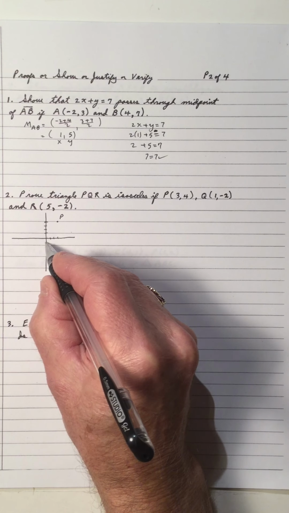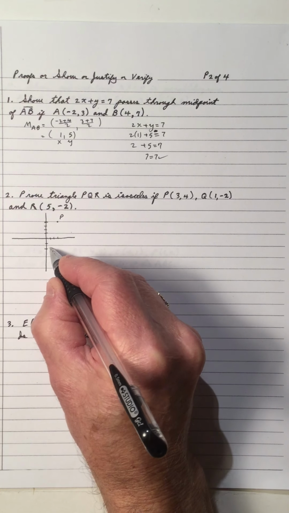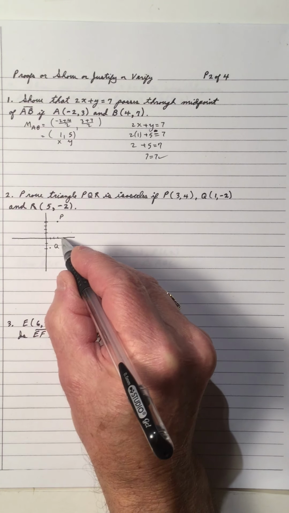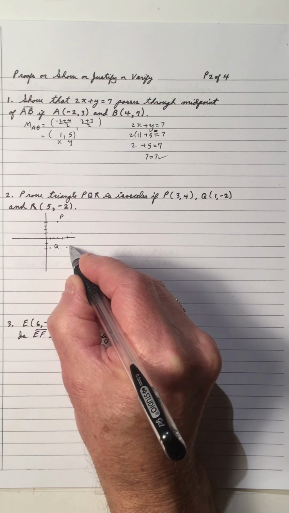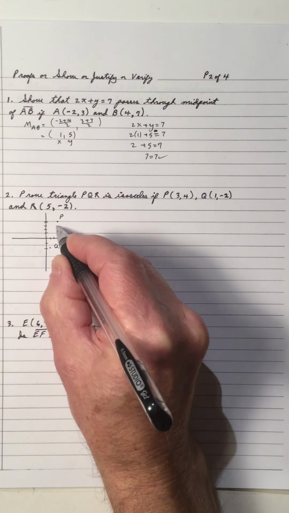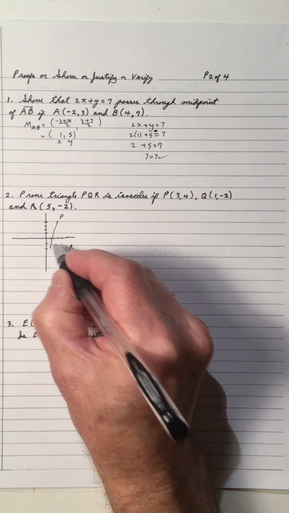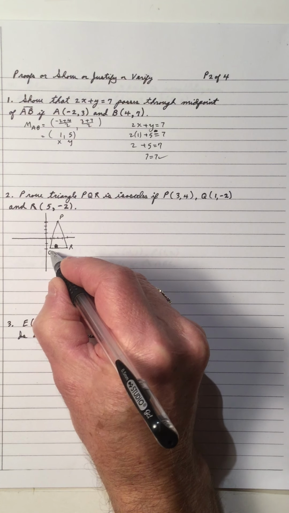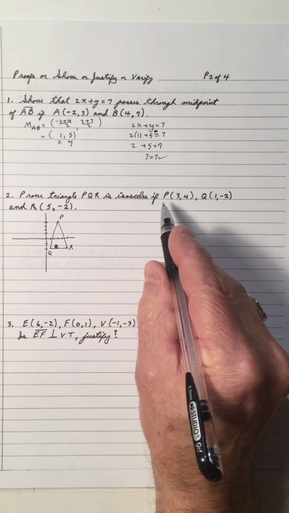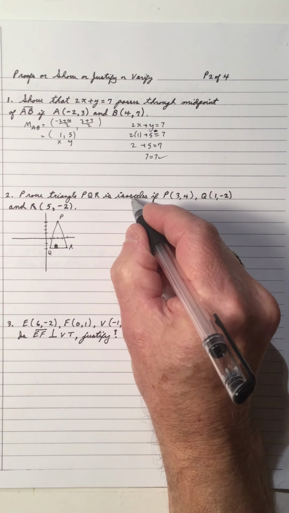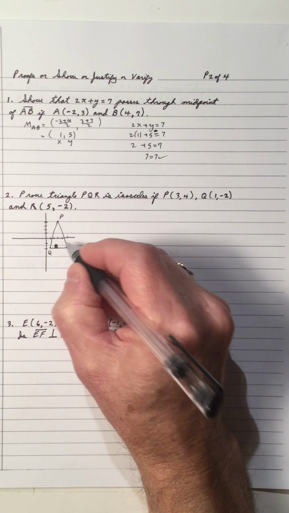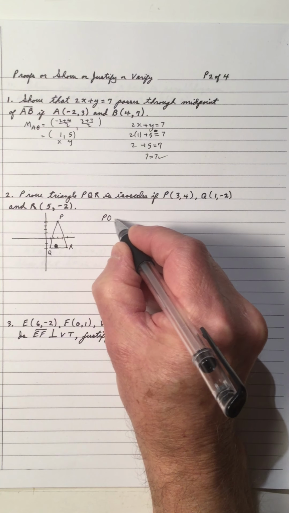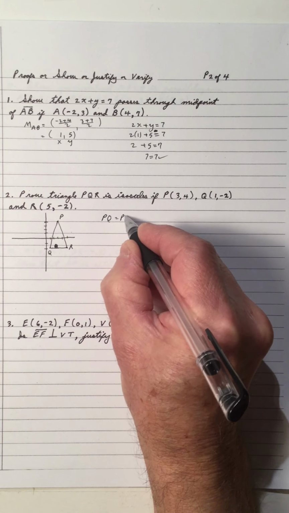Q is (1, -2). There's Q. And R is (5, -2). So there's R. So the triangle is this triangle right here. It says show that the triangle is isosceles. An isosceles triangle has two sides equal. By drawing a sketch, you can see roughly that PQ is going to equal PR.